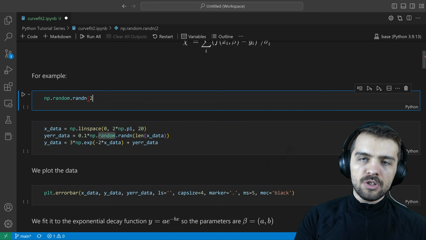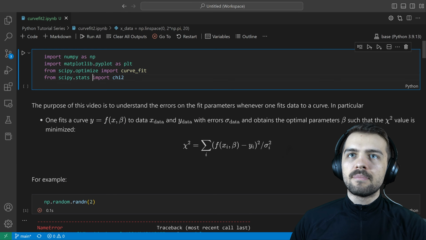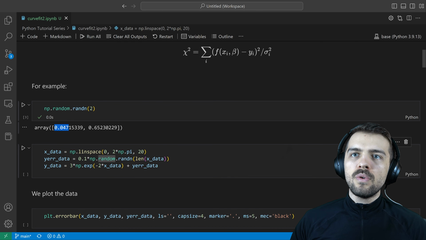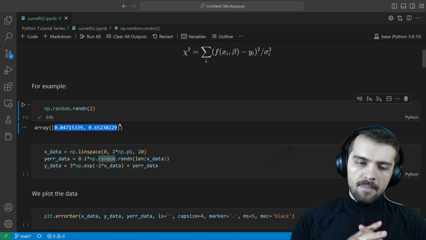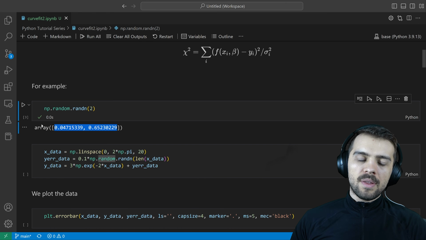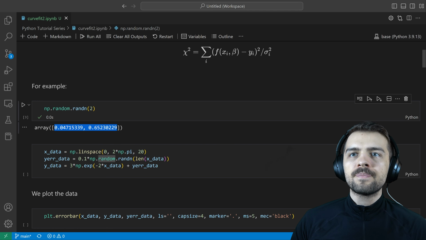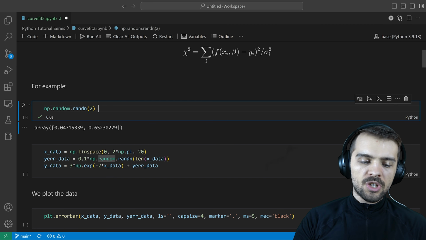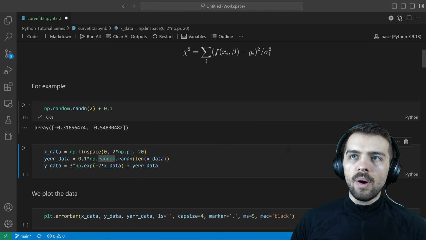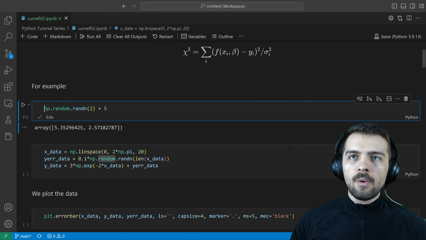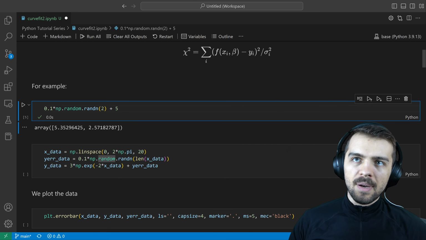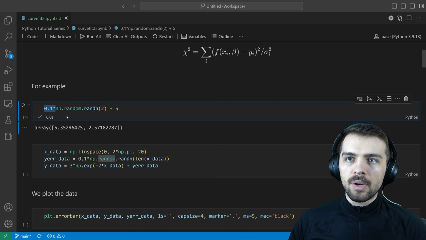And if I plug in 2, for example, it will give me, I need to import my libraries. It will give me two variables that are Gaussian random variables with a mean of 0 and a standard deviation of 1. So that's exactly what's happening here. Of course, if I want to adjust the mean, I can add 5, and then the mean of this Gaussian is now 5. If I want to change sigma, I can multiply this by 0.1 to get sigma equals 0.1.